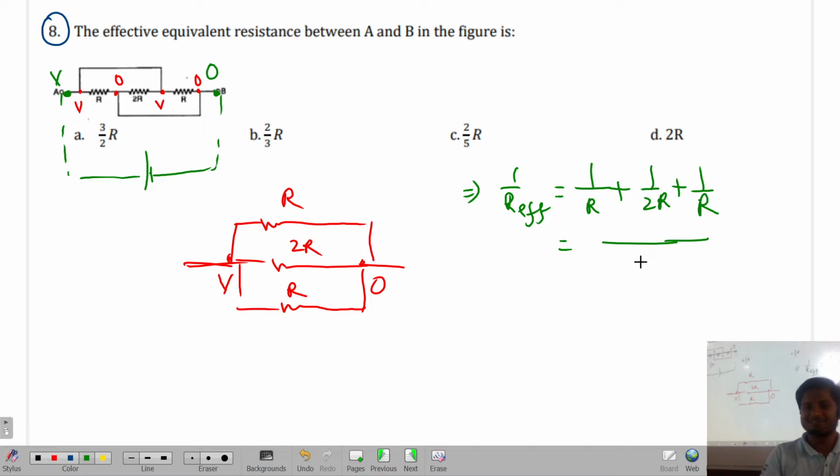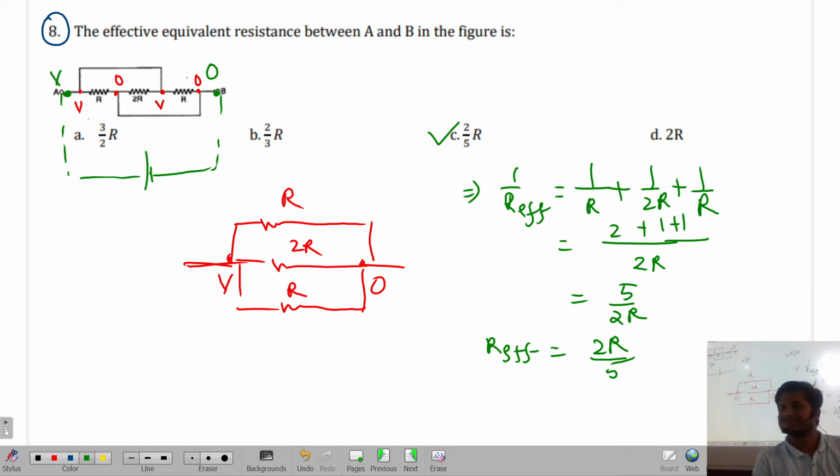So how much is this? Taking the common denominator 2R: 2 plus 1 plus 1, so this is 4 plus 1, that is 5 by 2R. R effective is how much? 2R by 5. Option C. Good or not? Yes or no? Okay.